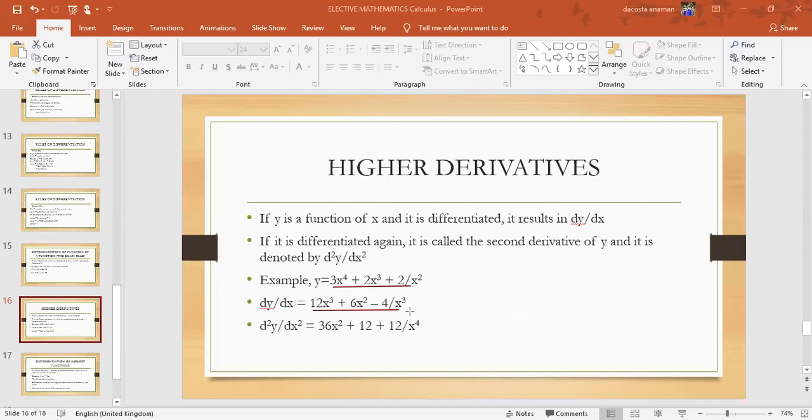When you are asked to find the second derivative, you'll be differentiating it again. You'll be using the normal principles in differentiation. When you use the normal principles in differentiation, you'll be getting this. That's 3 times 12. That will give you 36. 3 minus 1 will give you 2. That will give you 36x squared. Plus 6 times 2 will give you what? 12. 2 minus 1 will give you what? x. Sorry, 1 second.